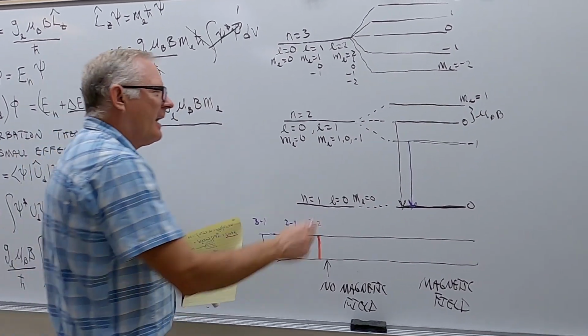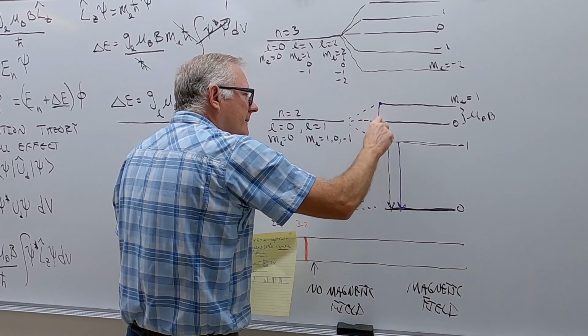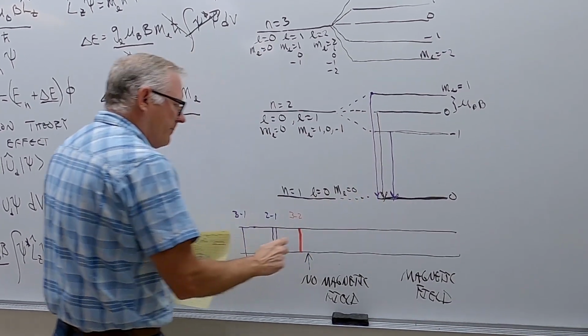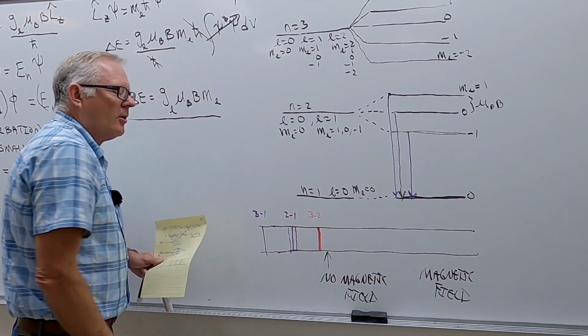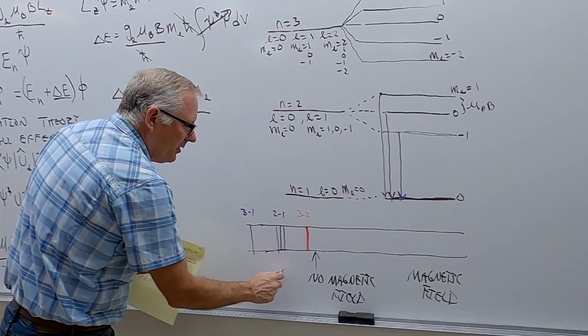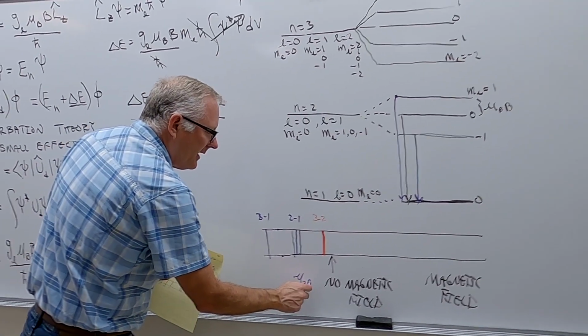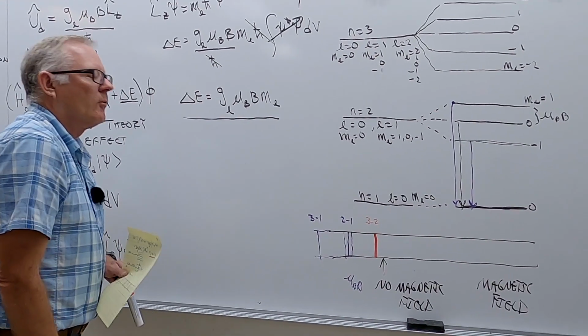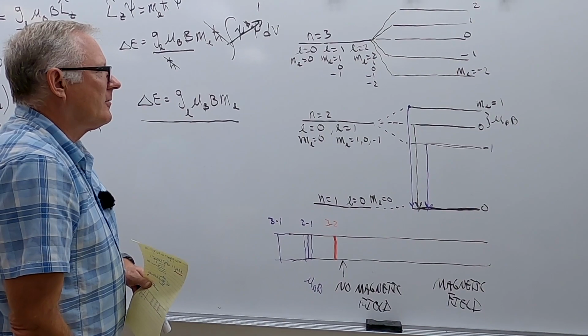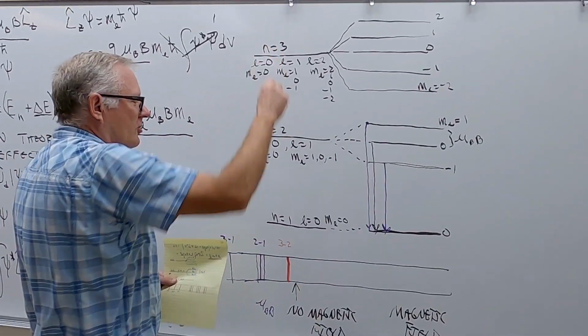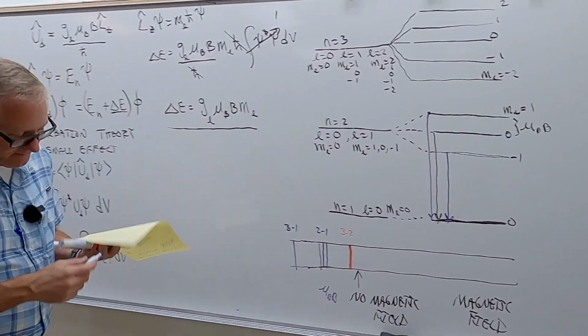And this one right here would have been slightly bigger, and I would have had a line over here where these spacings would be mu_B B. Now, what about from 3 to 1?